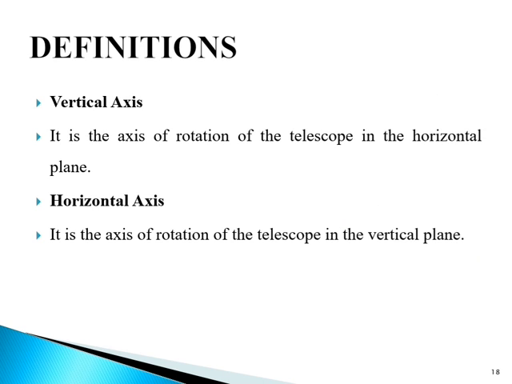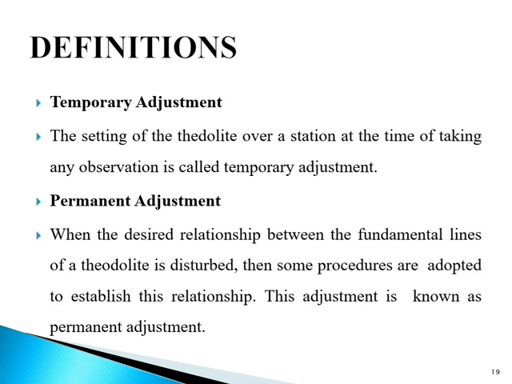The first one is the vertical axis. It is the axis of rotation of the telescope in the horizontal plane. Next is the horizontal axis. It is the axis of rotation of the telescope in the vertical plane.